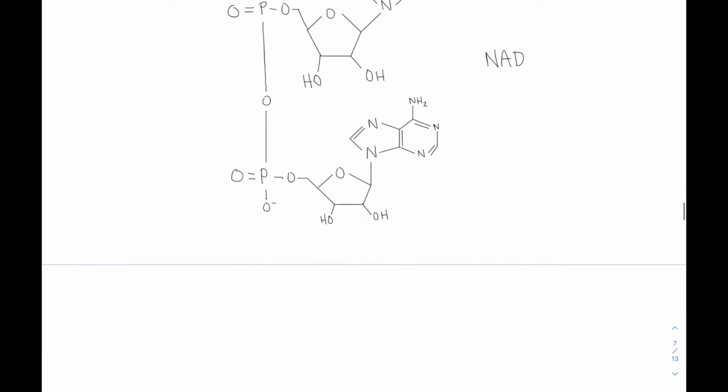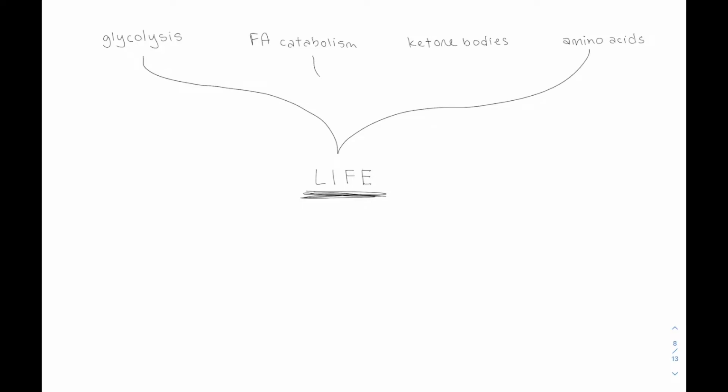But really, what is the big deal? I have life right here, but why do we need niacin for life? Well, here are some things that it does. It functions in glycolysis, fatty acid metabolism or catabolism, ketone body catabolism, and the catabolism of amino acids. So all of this leads to life. We need each of these functions in order to live.